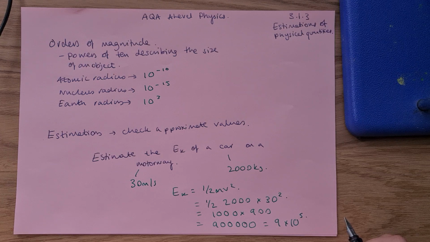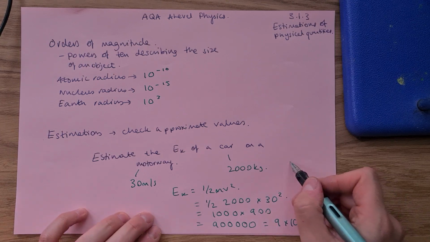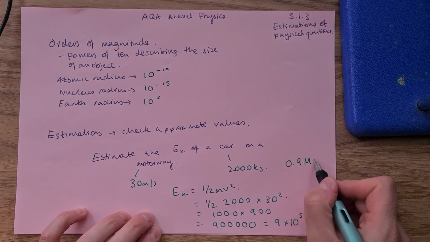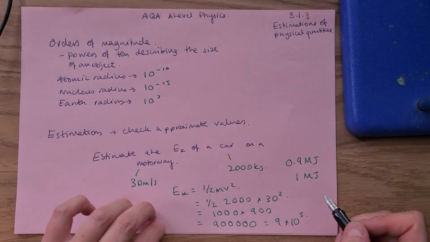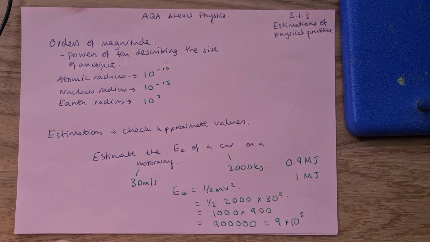It may be that they give you a range of values and you might end up saying, well, that's actually 0.9 megajoules, or essentially 1 megajoule, right? It depends on what the question is asking, but that's quite a straightforward one, estimations of physical quantities.